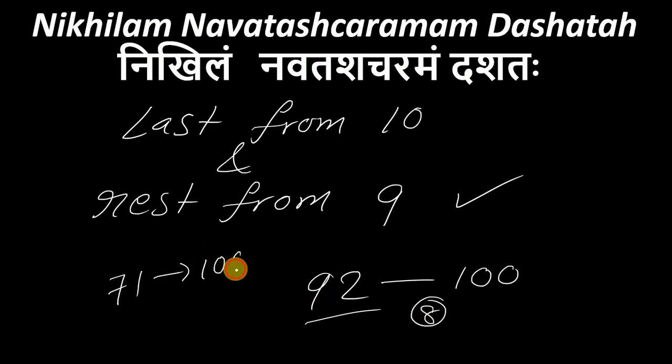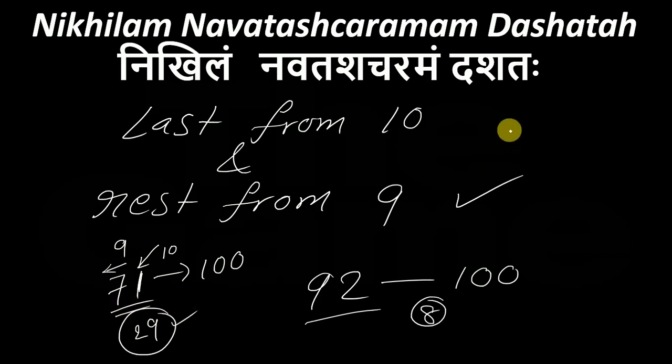Okay, you have to quickly find the complement, and we will be using the Nicola method for finding the complement. It is saying last from 10. That means we have to subtract this last digit from 10 and the rest of the digits will be subtracted from 9. Okay, so 10 minus 1 will give me 9. 9 minus 7 will give me 2. So 29 will be the complement of 71.